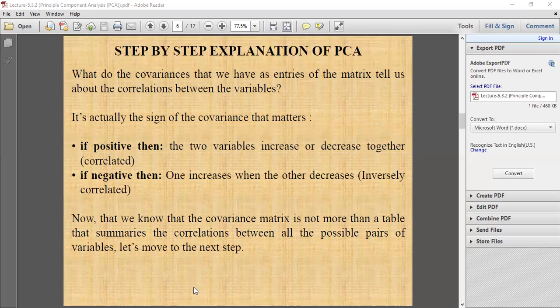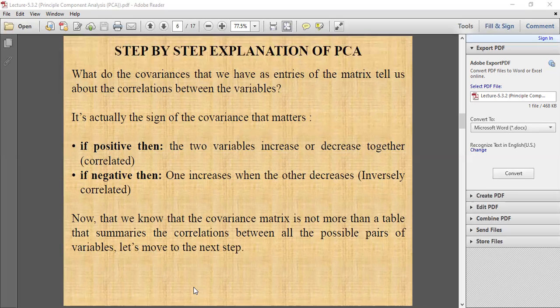What do the covariances that we have as entries of the matrix tell us about the correlation between the variables? It is usually the sign of the covariance that matters. If positive, then the two variables increase or decrease together, they are correlated. If negative, then one increases when the other decreases, they are inversely correlated.